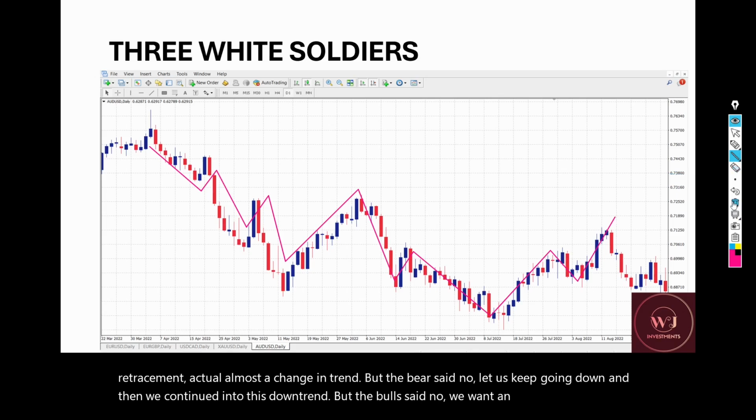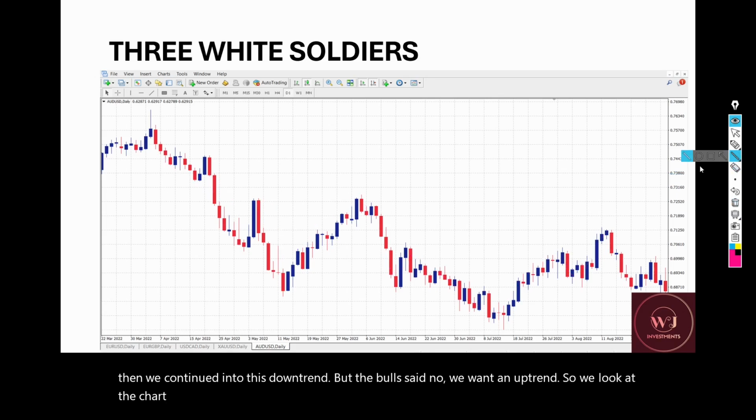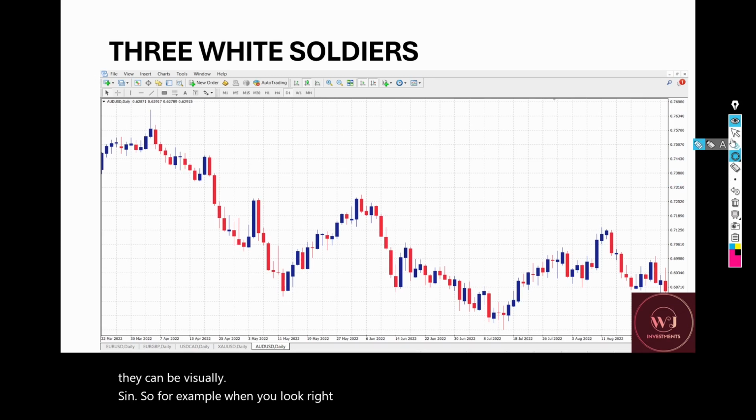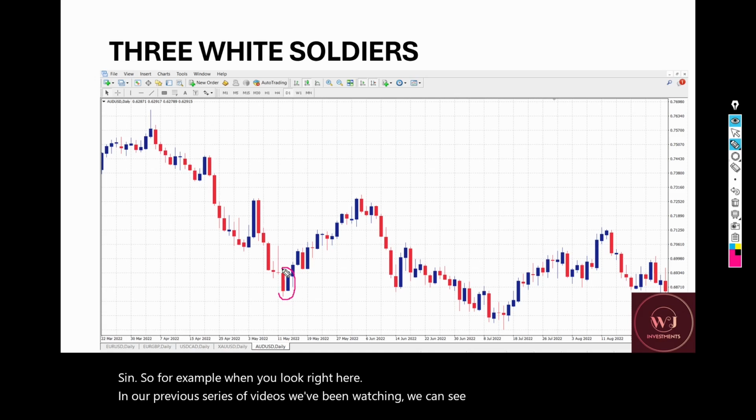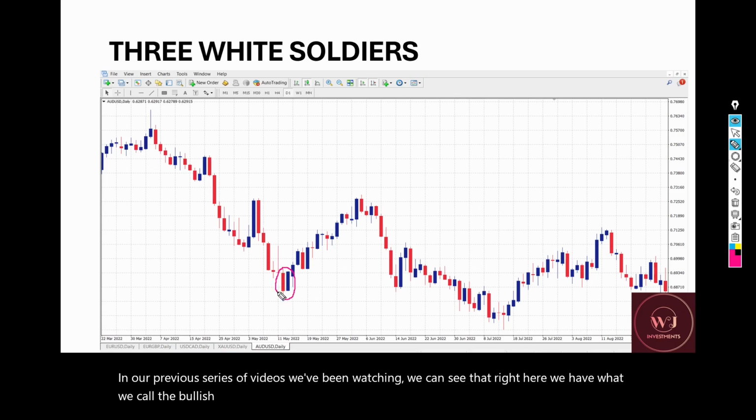So when you look at the chart, we can spot that there are some turning points which are remarkable and they can be visually seen. So for example, when you look right here, in a previous series of videos we've been watching, we can see that right here we have what we call the bullish engulfing pattern, and it signifies that there is going to be a big retracement or an entire change in trend.